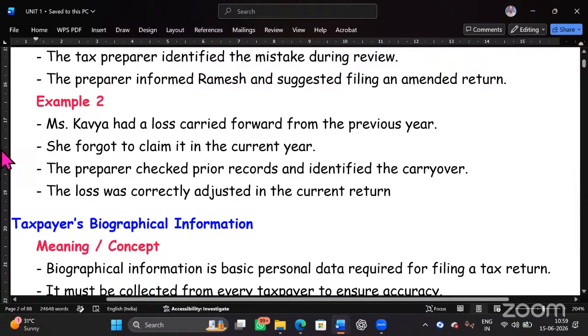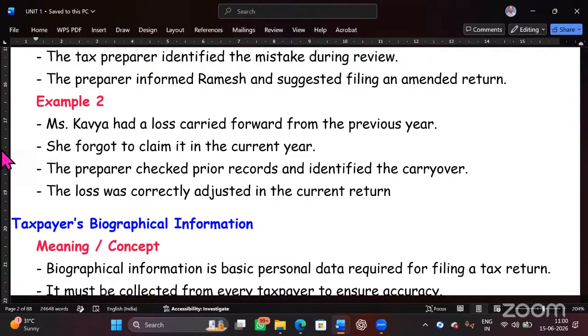Ms. Kavya had a loss carry forward from the previous year. Example, Kavya is running one business. Last year she had a loss of 4 lakh. So she didn't pay any tax in the last year itself. In the current year, Kavya generated business income profit of 10 lakh.